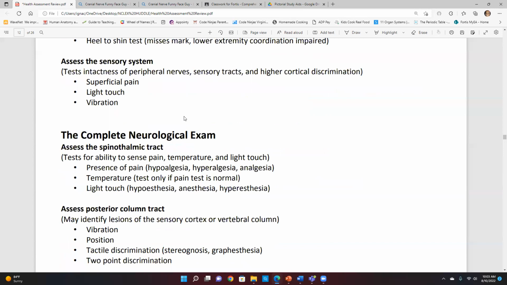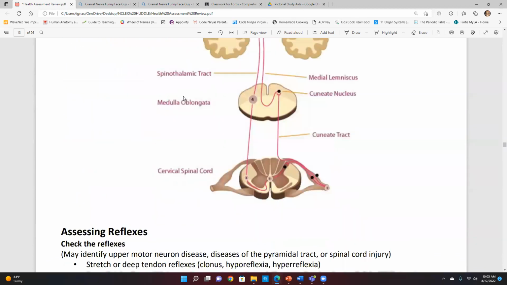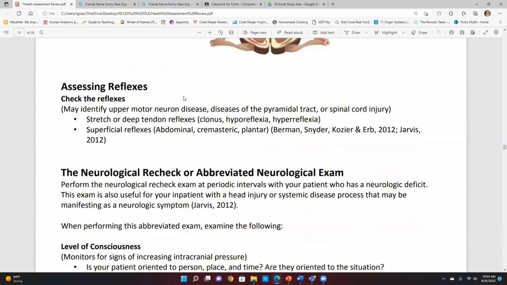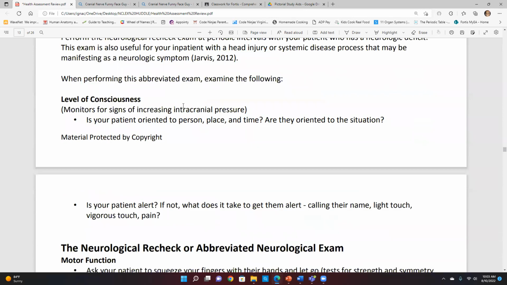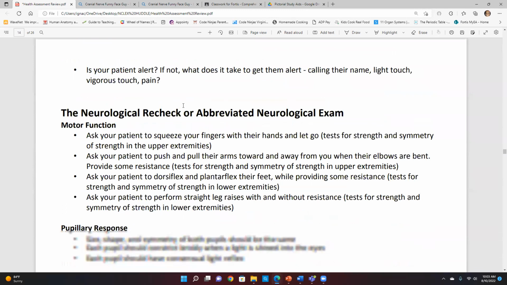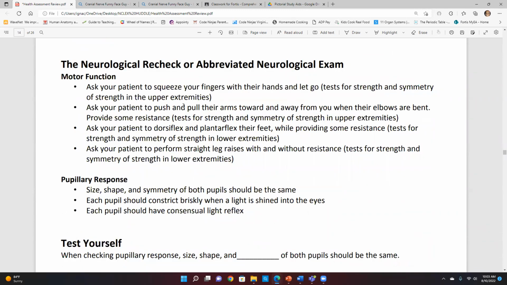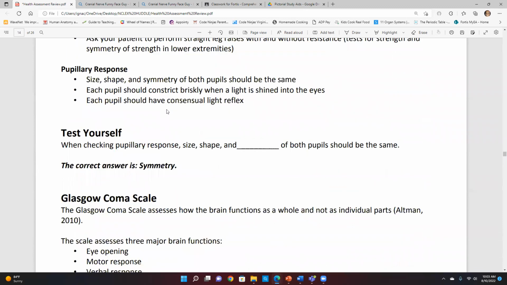Okay. Sensory system, we're going to be examining them and seeing if they can identify superficial pain, light touch, and vibration. And again, check out Nurse Sarah for this. You're also going to be assessing the reflexes as well. Okay, part of the neurological test is also going to be for levels of consciousness, right? And so we're checking for motor function, for strength. Can they follow commands? We're looking for PERLA as well.